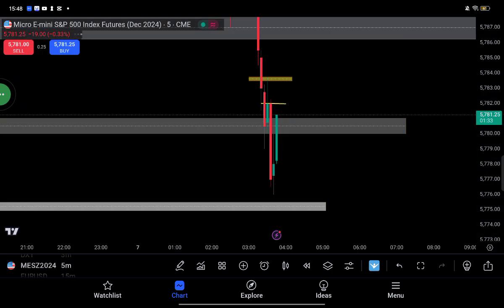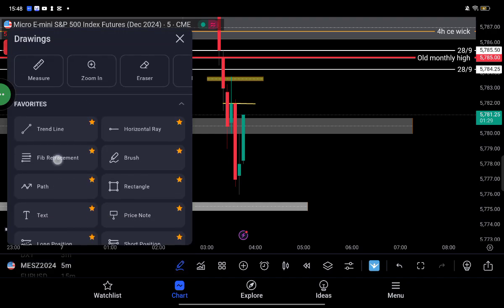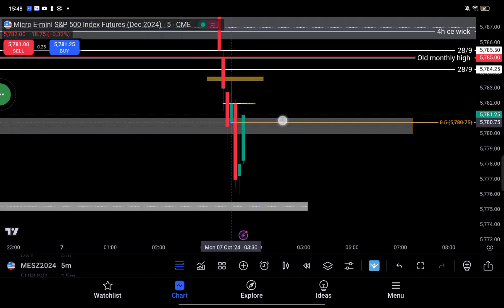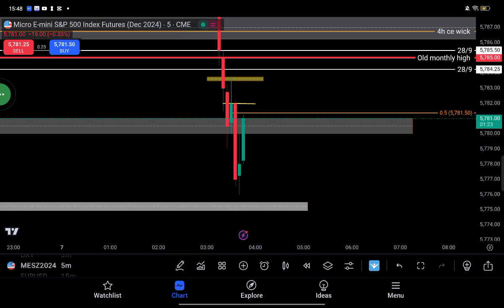Five minute. Look at this up close. This is an order block. Okay. So see this orange line, 5781.5, is the mean of the order block. Okay. So we will see how price reacts after reaching there.